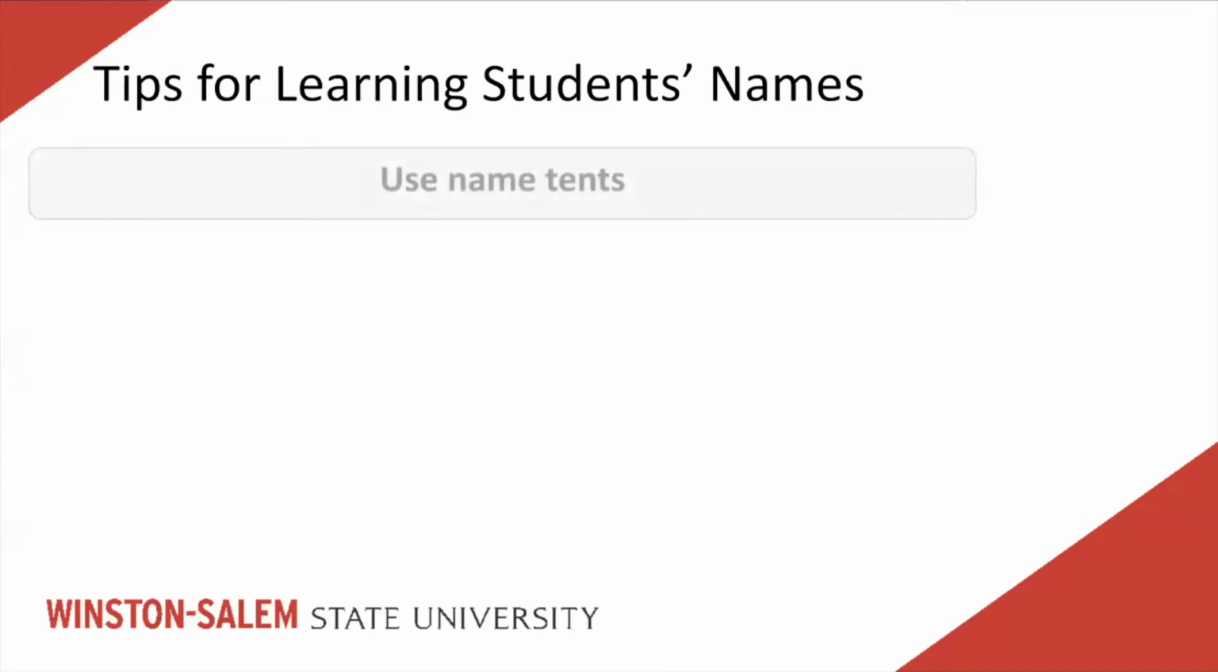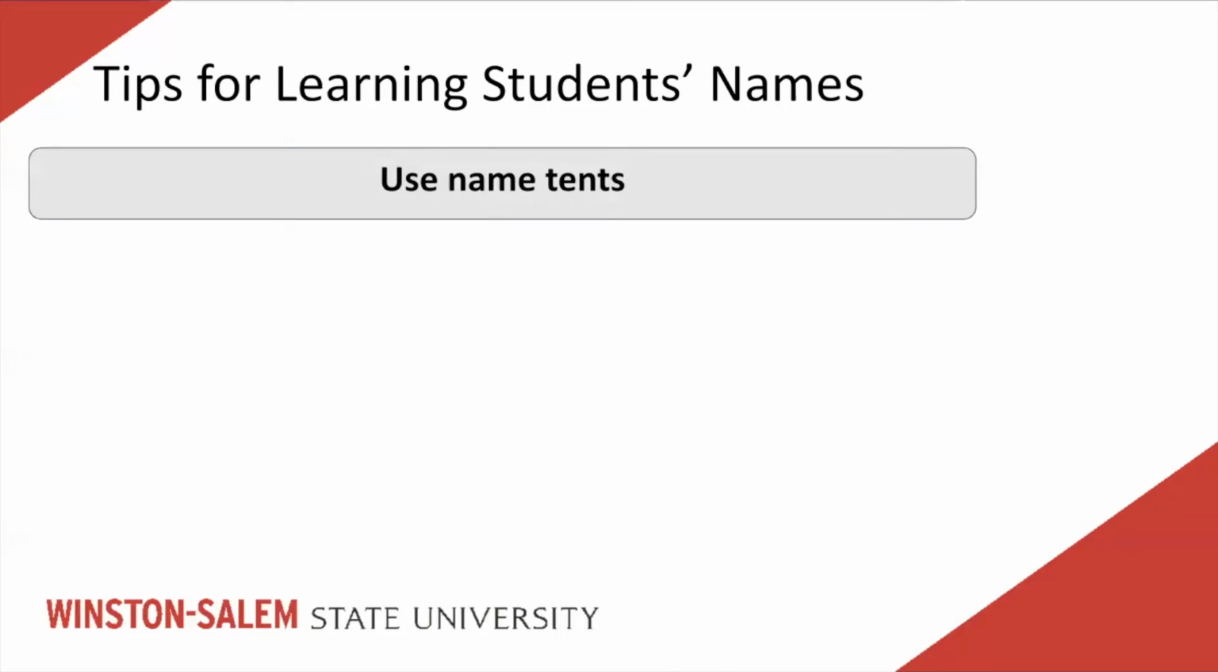First is the use of name tents. Ask students to write their names in large letters on both sides of a folded index card or piece of paper, and to keep this card on their desk for the first few classes.